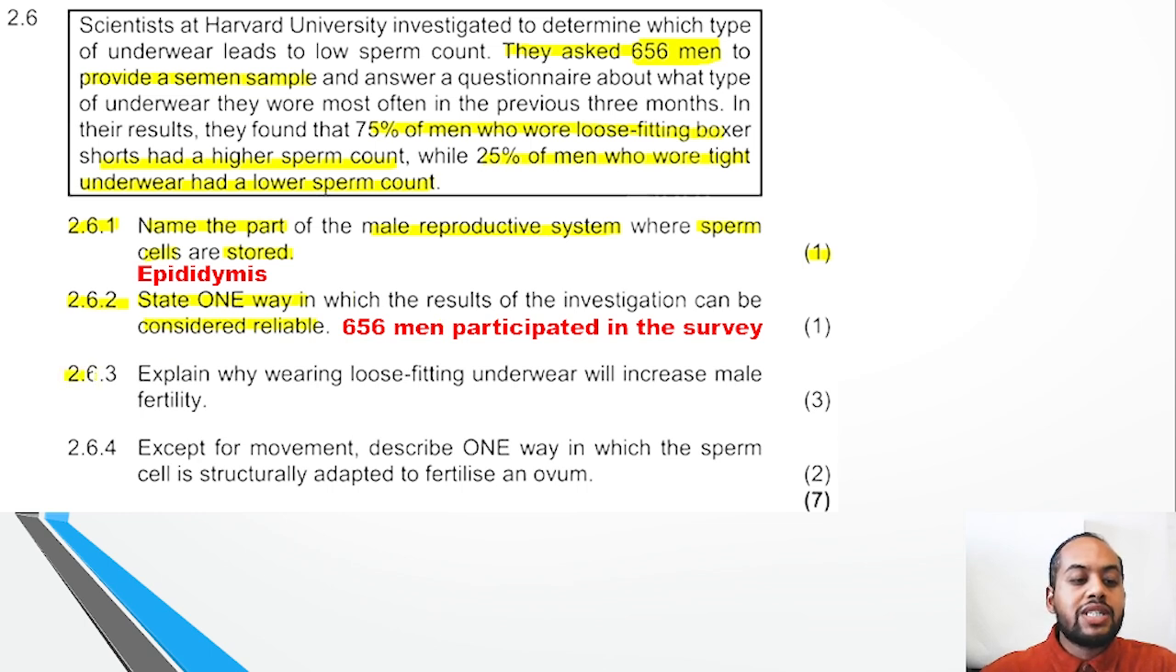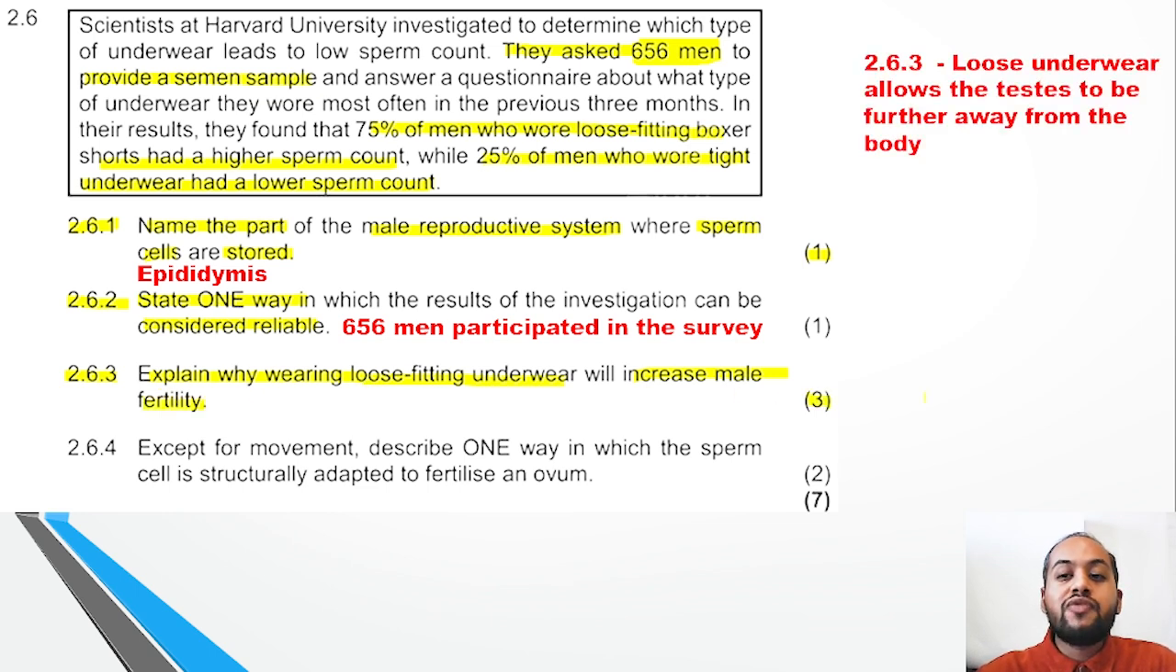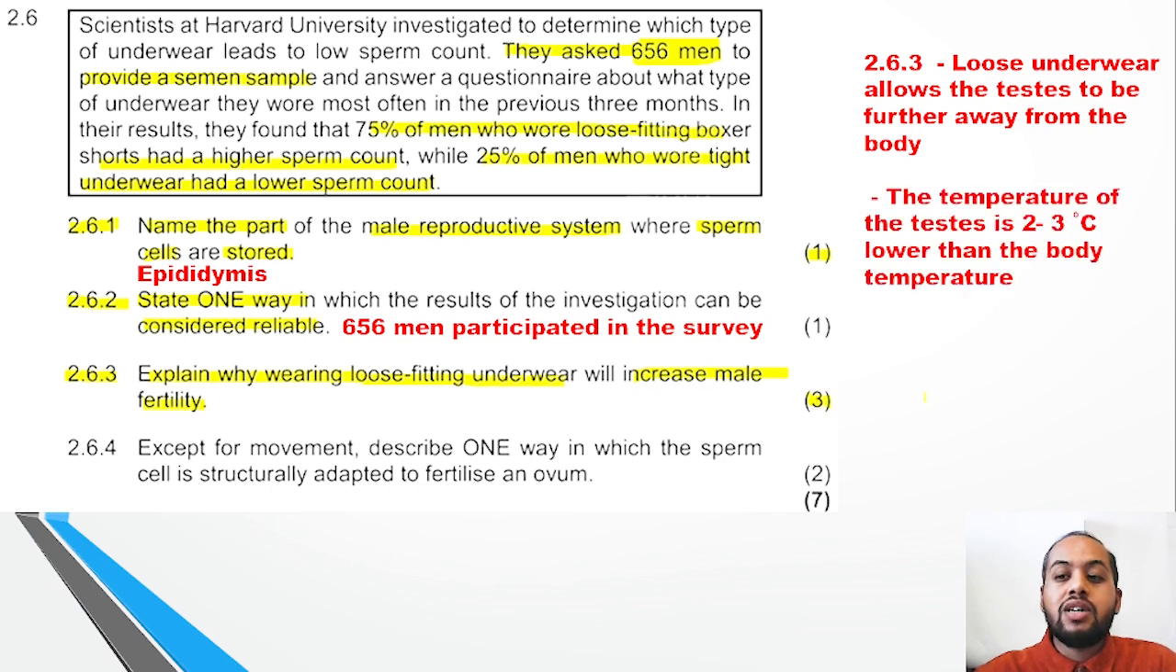Next question, 2.6.3. Explain why wearing loose-fitting underwear will increase male fertility for 3 marks. So firstly, wearing loose-fitting underwear is going to allow the testes to hang further away from the body. If the testes hang further away from the body, what does that mean? The temperature of the testes will be 2 to 3 degrees Celsius lower than the body temperature. That is going to allow for optimum sperm production, where your sperm cells are now going to be healthy.